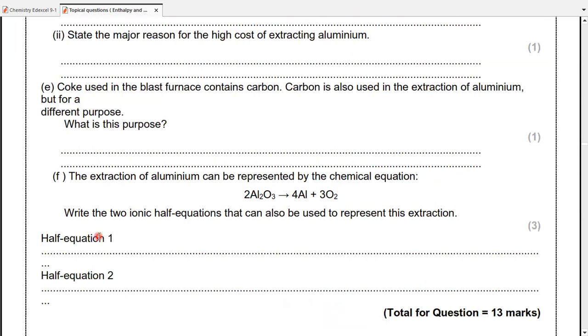Okay, so moving on, part E says, coke used in the blast furnace contains carbon. Carbon is also used in the extraction of aluminum, but for a different purpose. What is this purpose? Where in the extraction of aluminum do you see carbon? What was the purpose of carbon? It's on the anodes and cathodes, right? Right, as electrodes, anodes, and cathodes. Very good. So moving on.